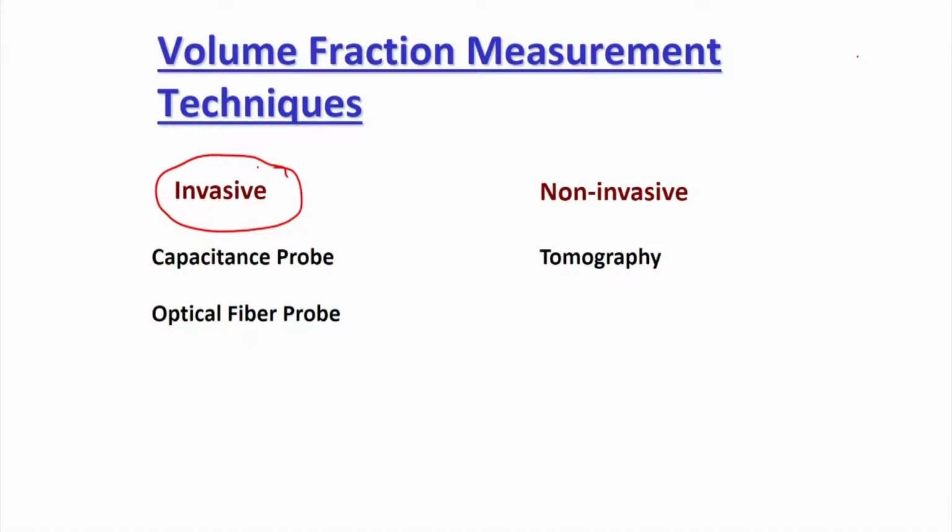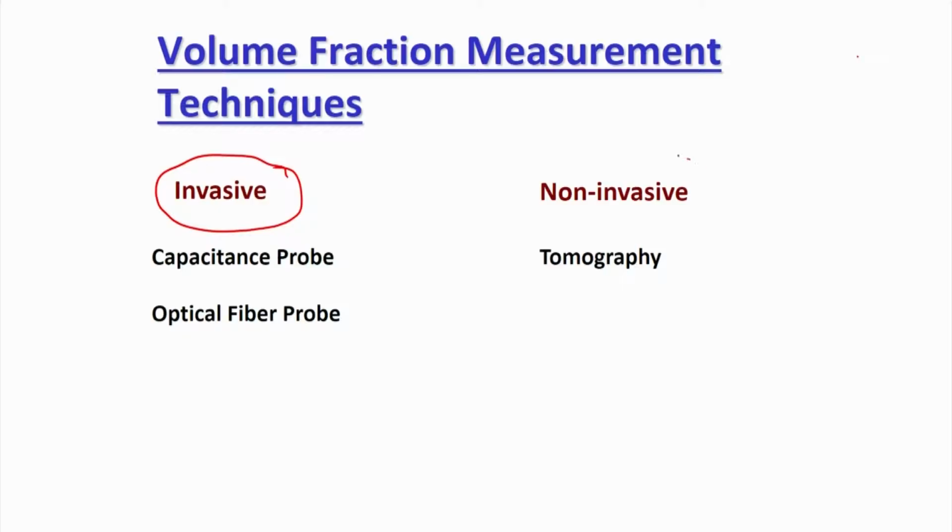One is invasive, which means something is intruded inside the flow. It is relatively lower cost, but the flow can change at the point of measurement itself. The other is non-invasive. Non-invasive means you are not disturbing the flow; you are measuring the phenomenon from outside, so you are not disturbing the flow at all.